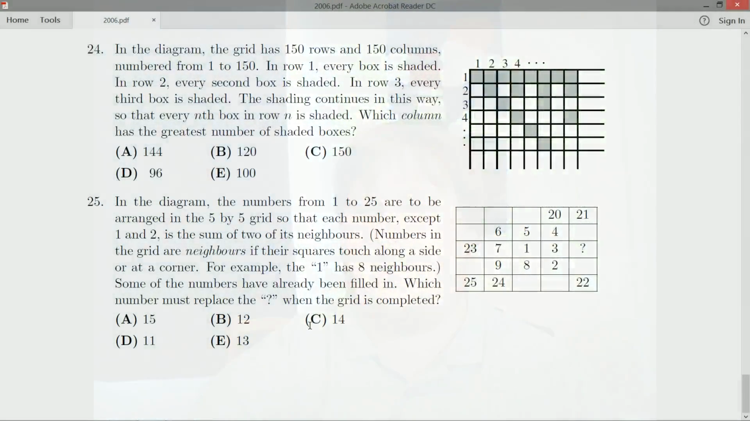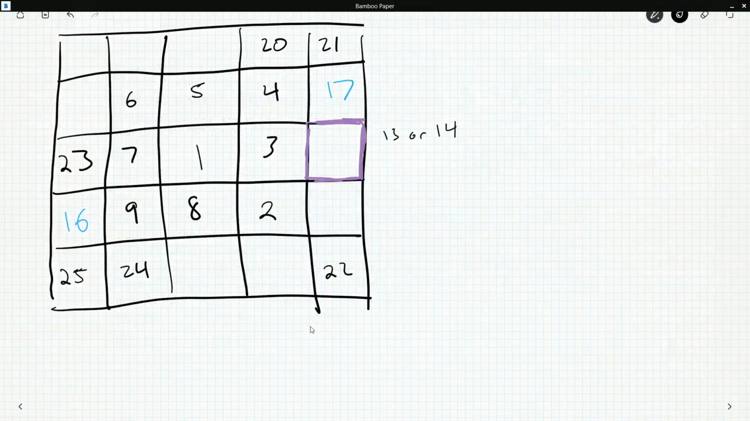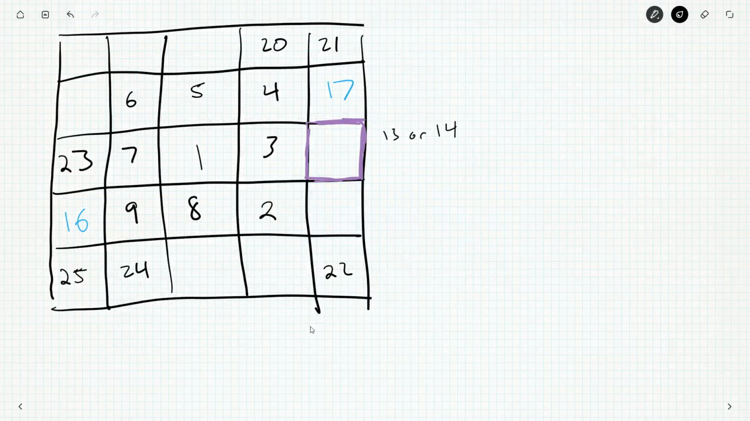Anyway, where was I? So 13 to 14, we're actually going to get the right answer. We're going to fill this out. So it's 13 or 14. Now, either one of those can't be made using the 17.